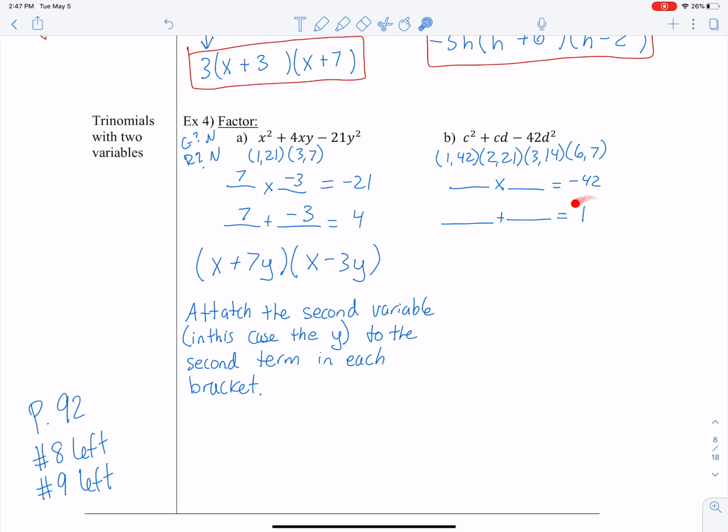So we want to get to 1. If we look at 6 and 7, they're only one number apart, so we can do 7 minus 6, and that'll give us 1. Whatever we wrote on the bottom, we have to write on the top. So our two brackets, we're going to have c in the front, and then plus 7 and minus 6, and as our very last step, because we have two variables, we'll add the d to the end. And these are our final answers for these questions. I forgot to circle that one.